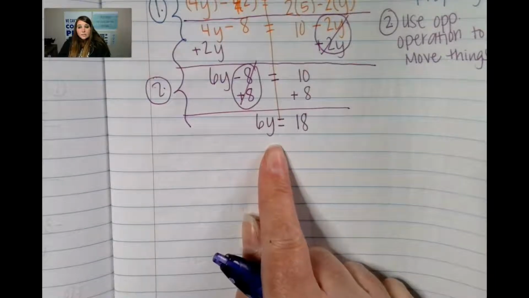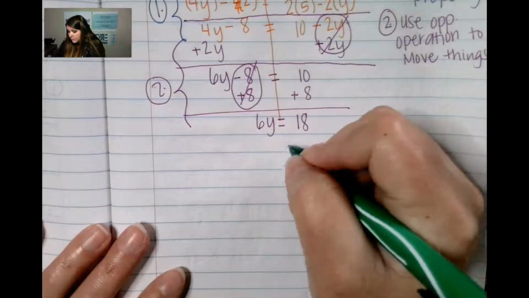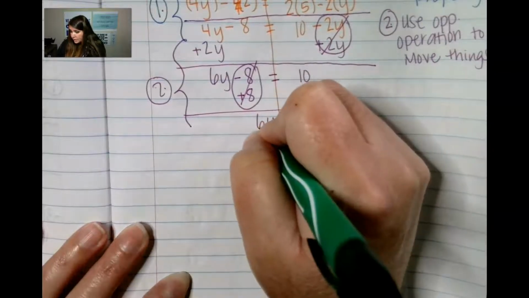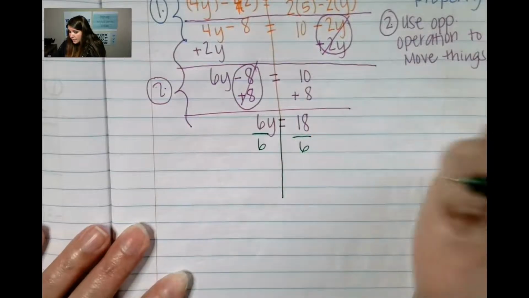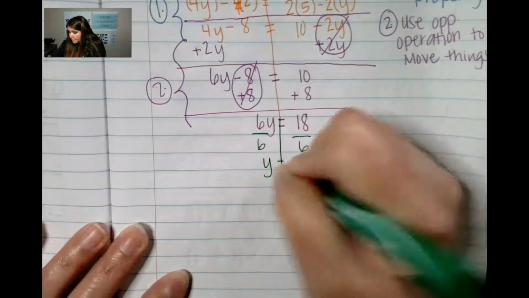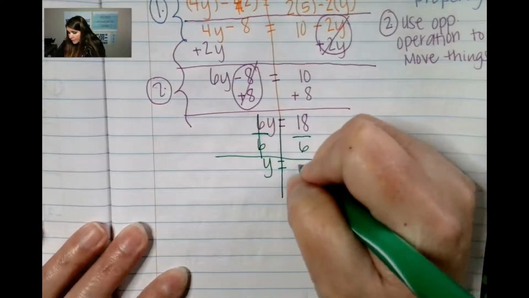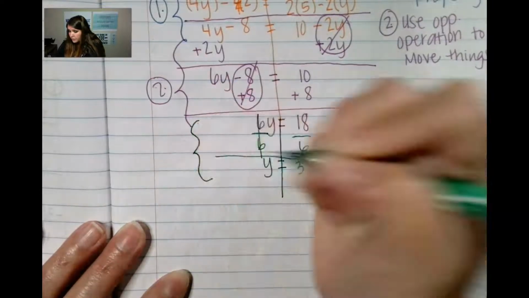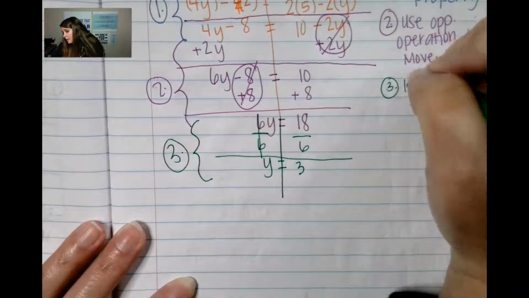So now our single step equation for step 3 says that we can do the opposite, right? So I want this variable all by itself. So to isolate the variable, I'm going to divide by 6 and divide by 6, and that gives me y, just one little y by itself. 18 divided by 6 is 3. So y equals 3. So step 3 down here, isolate the variable.